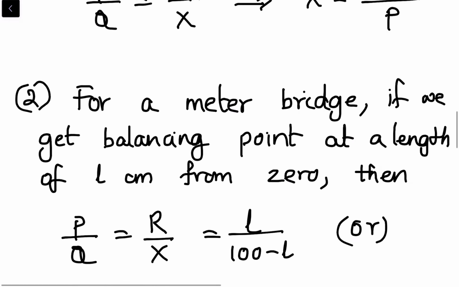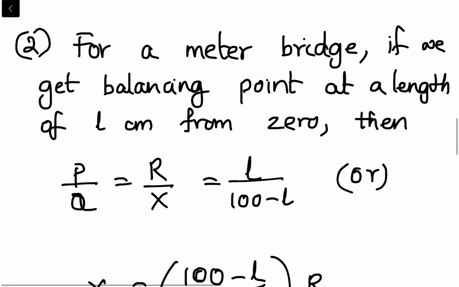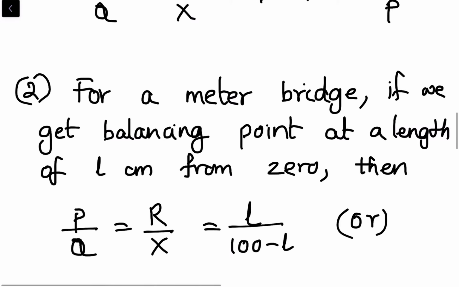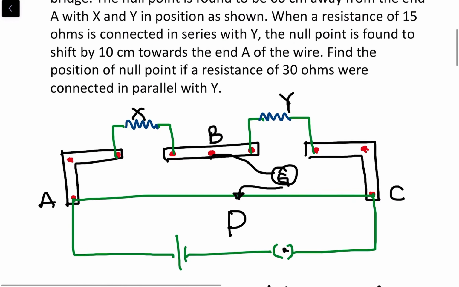Next we have a meter bridge, and this is also based on the principle of Wheatstone bridge. When the bridge is balanced, that is when the galvanometer shows a zero deflection at a particular length L, then we have P by Q is equal to R by X. It too has 4 resistances. I'll just show you the figure of this meter bridge.